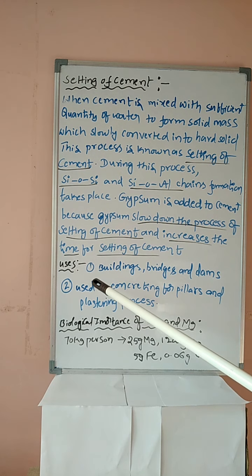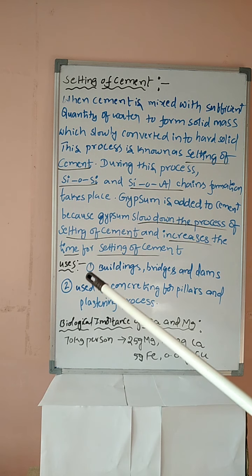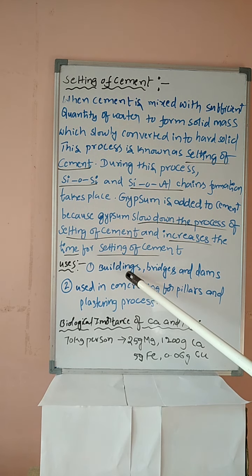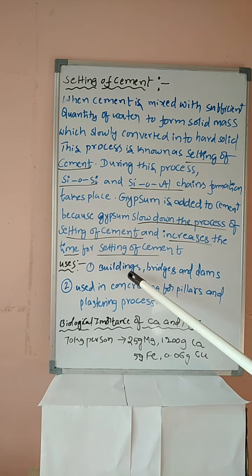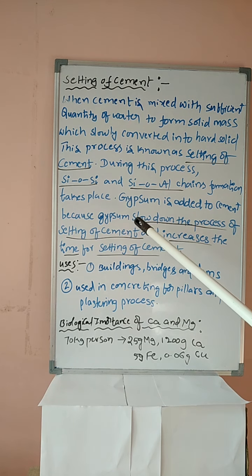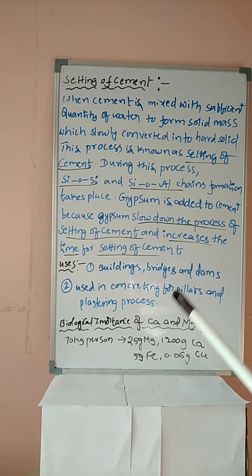Uses of cement. Cement can be used in buildings, bridges and dams. Next to iron and steel, one of the important materials is cement only. Why? Because cement can be used in the manufacture of so many buildings, so many bridges and dams. For everything after iron, the best material is cement only.